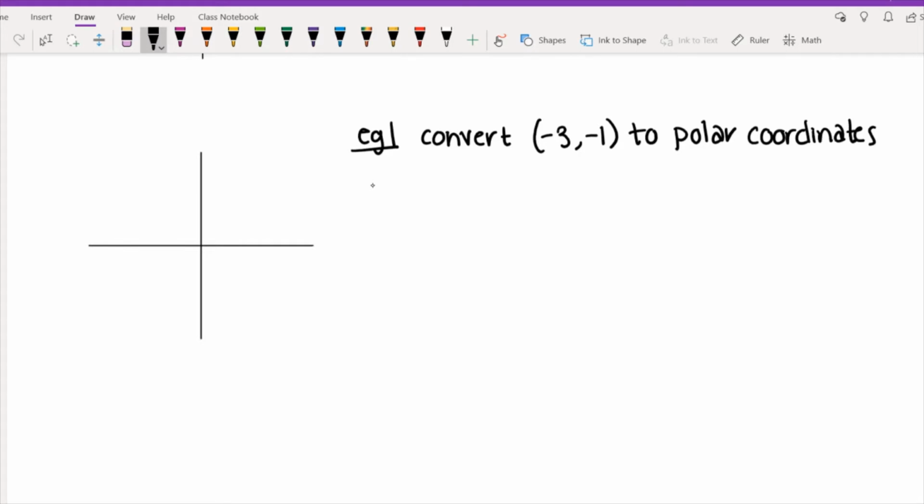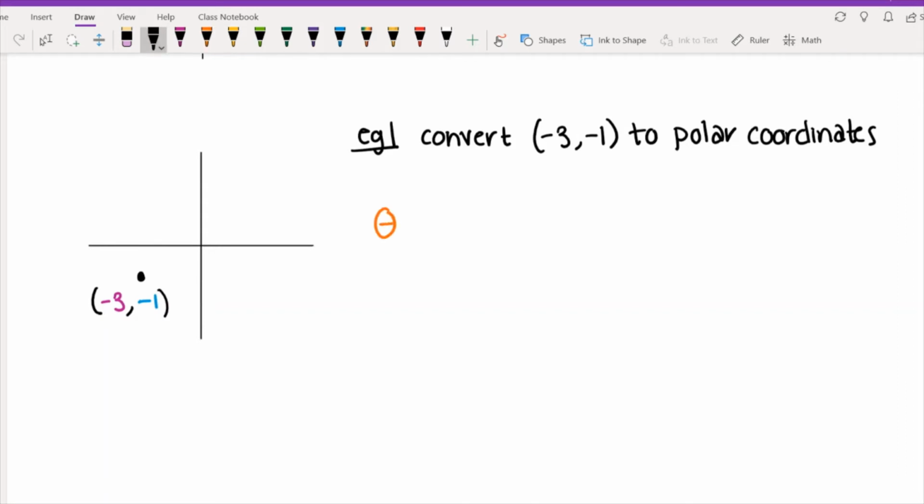So (-3, -1) would be somewhere over here. As I mentioned when we were doing that last one, I would definitely recommend trying to find the angle first, because once you have the angle, that will really help you figure out whether r is supposed to be positive or negative. So how do you find the angle theta?